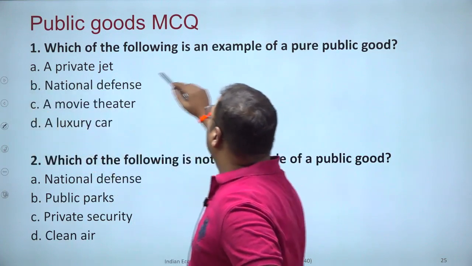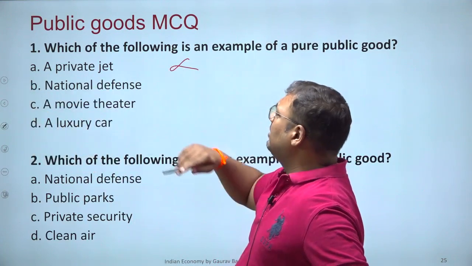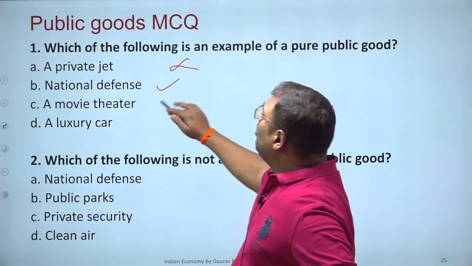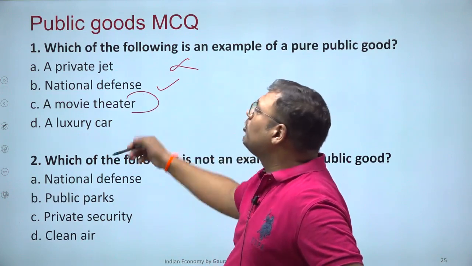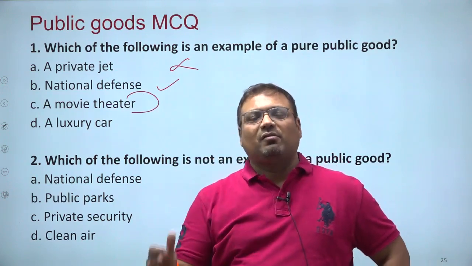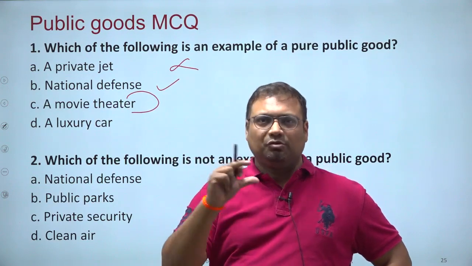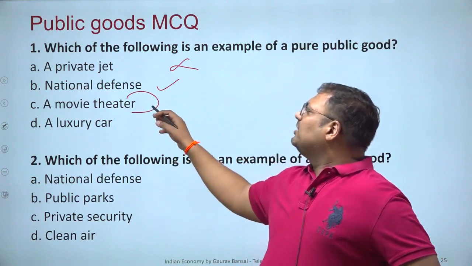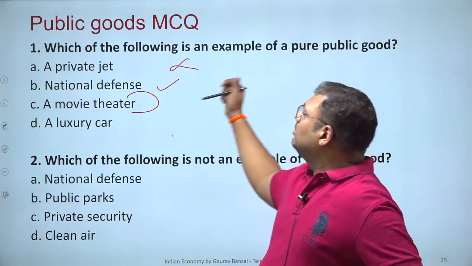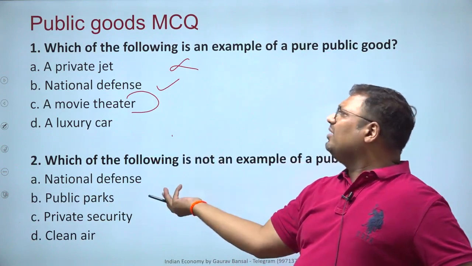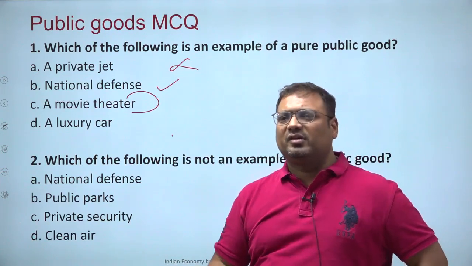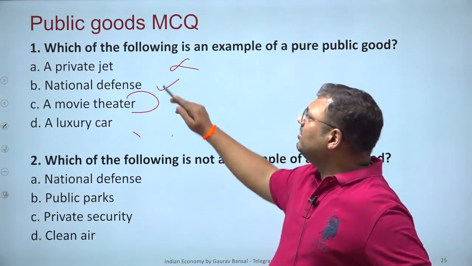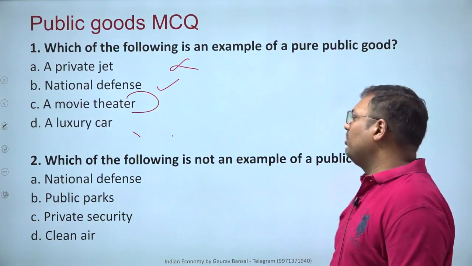Is a private jet an example of public good? Not at all. Private itself is written here. National defense is an example of an absolutely pure public good. Movie theater is also a public good actually, but it is not a pure public good. There is some degree of rivalry, there is some degree of exclusivity. You have exclusive right to the seat during a show. So a movie theater is a semi-public good. Luxury car, can't say what is the nature of it. If it is a taxi, if it is a private car, you can't say. This is not a related category. The answer is national defense, which is the best example of public goods.